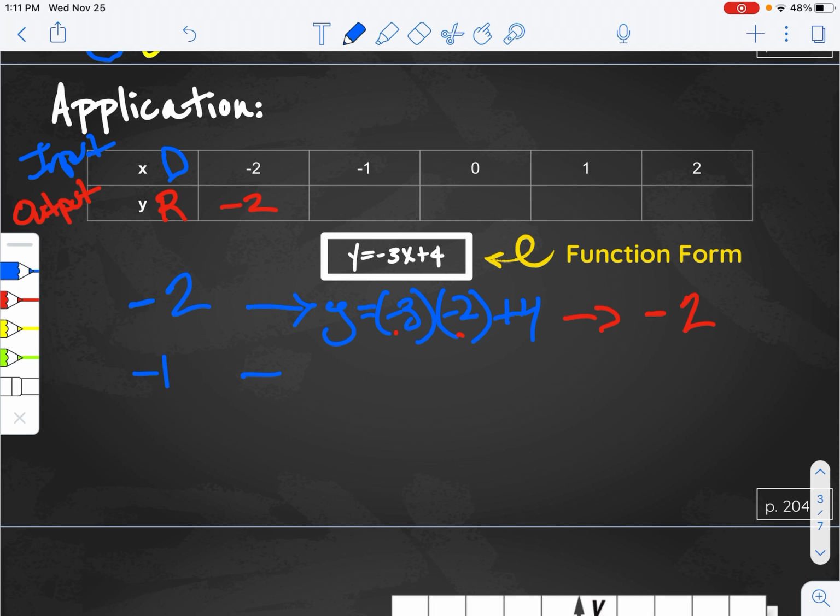Now we put negative 1 as our next input. Y equals negative 3 times negative 1 plus 4 gives us an output of 7. Oops, I forgot my equal sign up there. Now if we take our next input of 0, we input it to our function.